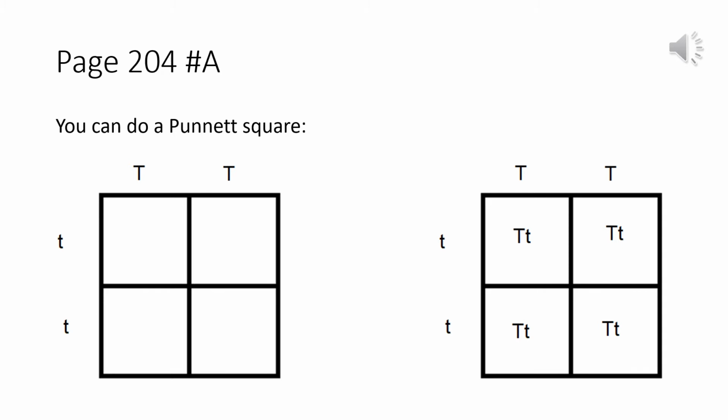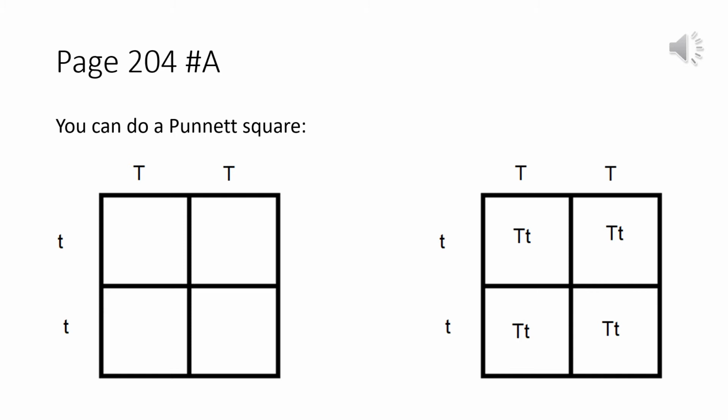The question goes on and says the resulting F1 genotypes can only be big T, little t. Just what we got in the box. But what's the phenotype of an individual that is big T, little t? Is it tall or short? It's got at least one big T, so it is going to be tall. Tall goes in the blank.